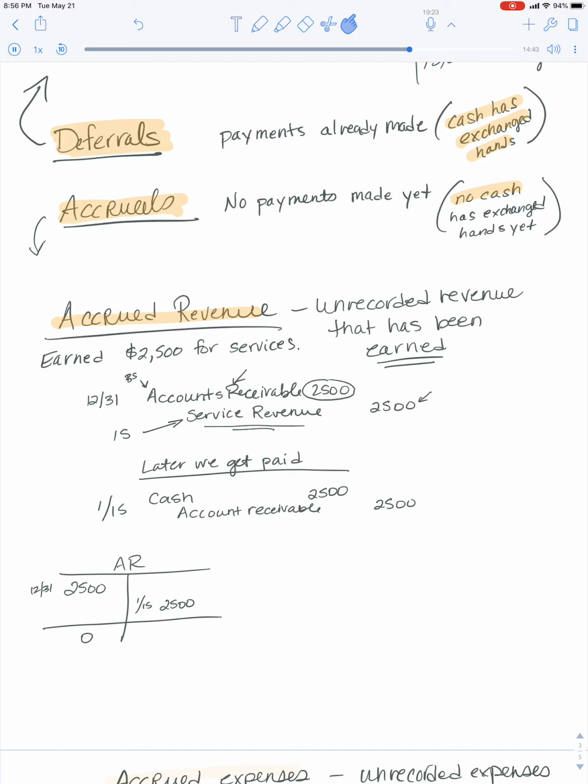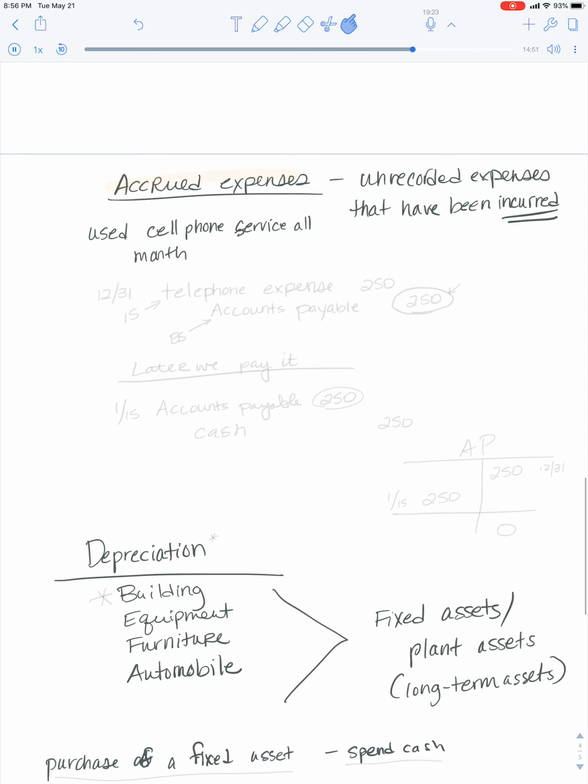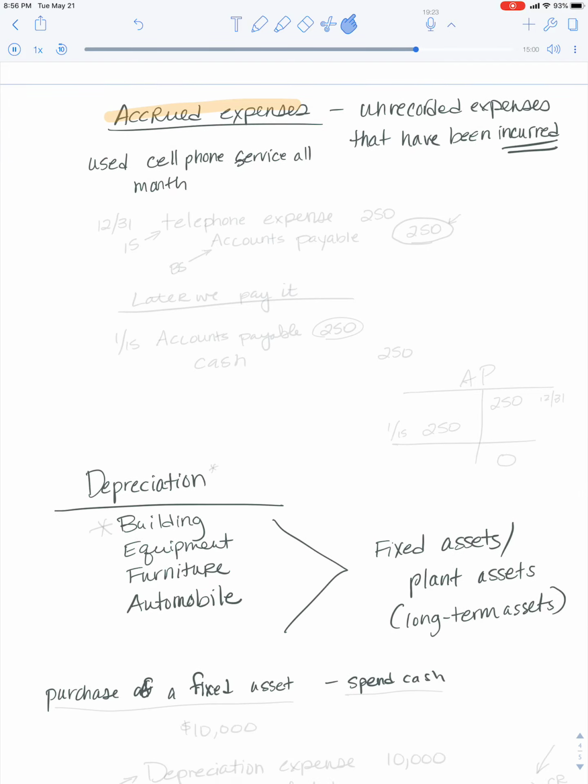Okay, the next accrual type of adjusting entry is accrued expenses. That's the 4th type. And this is unrecorded expenses that have been incurred. So we're going to get down to the end of the year and we are going to see that we have expenses we've incurred, but we haven't paid for them yet. And so we want them to end up on the income statement, but we're not going to pay for them until later. So a good example of this might be your cell phone. So you use your cell phone service all month, but then you get a bill and you pay for it later after you've already used the phone.